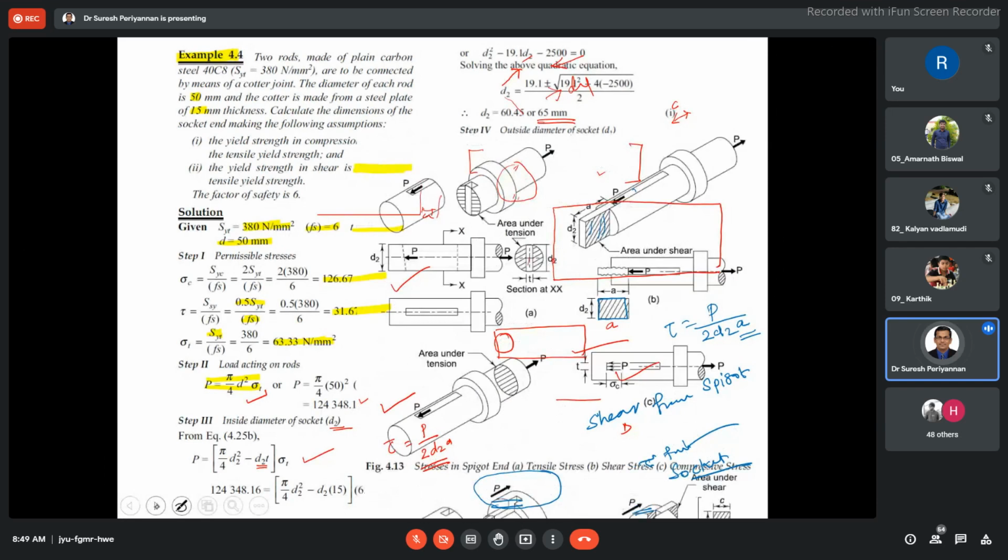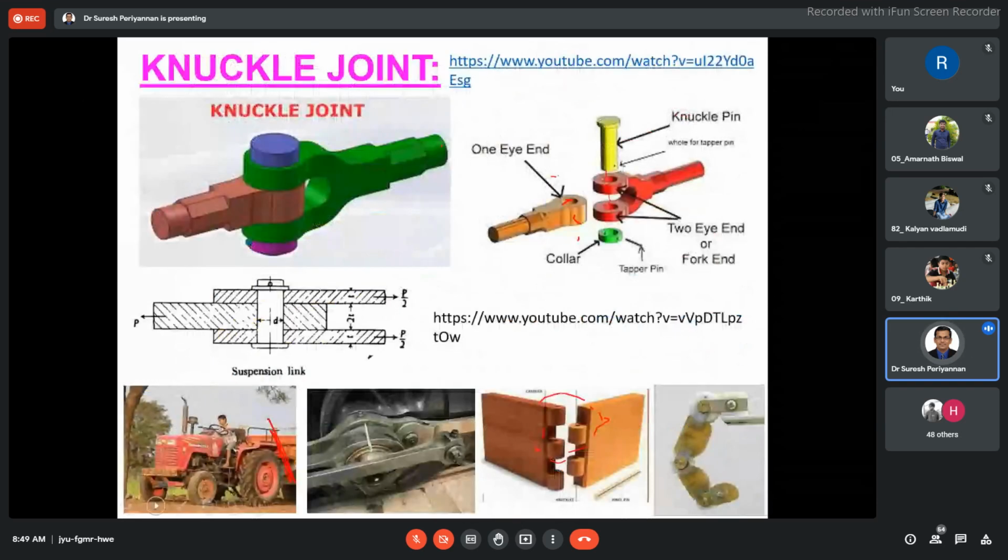So now we are moving to the next content, knuckle joint. Any doubt in the earlier one, the quarter joint, please? Otherwise, we move to the knuckle joint. See, the knuckle joint is also not a permanent joint. This is a temporary joint.